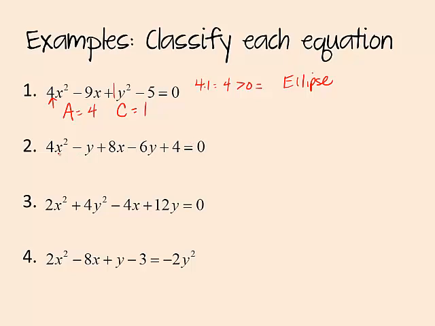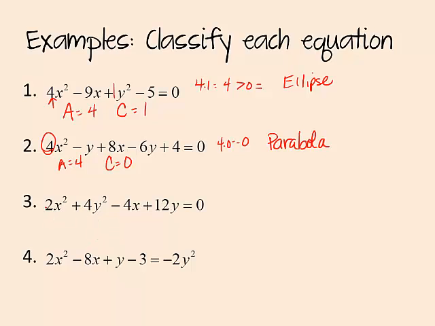All right. Number 2, look at this one. X squared term, so a is 4. Y squared, uh-oh, there's no y squared. So c then is a 0. Okay, so 4 times 0 is 0. So what is the 0 one? Well, if they equal 0 when you multiply, then it's a parabola.